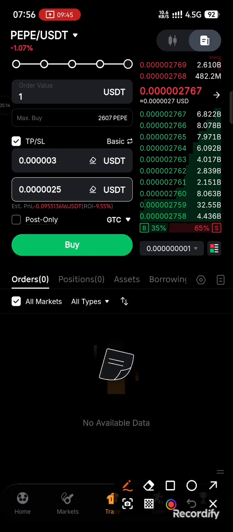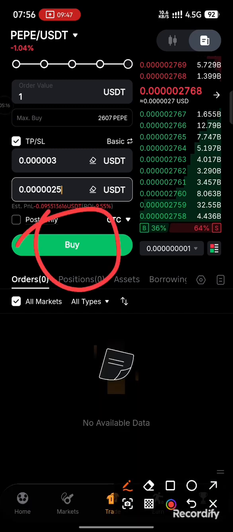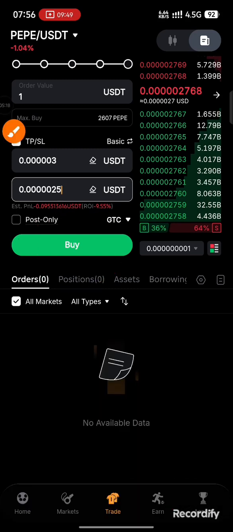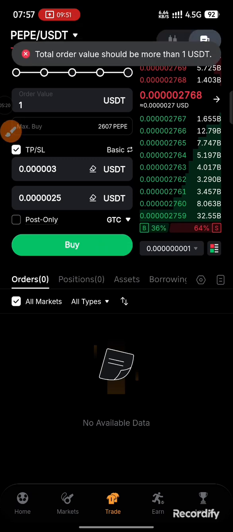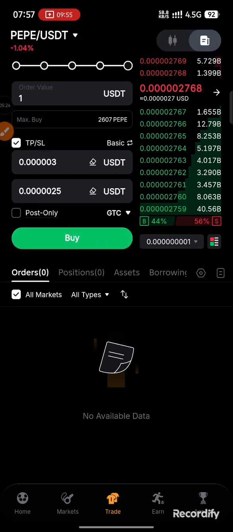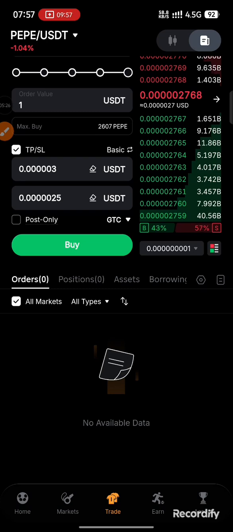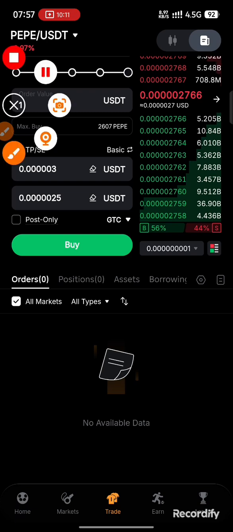Then the next thing you need to do is to click on proceed to buy. So when you proceed to buy, the order value should be more than 1 USD. You can see, but there are a lot of cryptocurrency coins that you can actually purchase with 1 USD. All you just need to do is to be consistent in the market and do your own proper research before diving into any particular cryptocurrency coin trading.